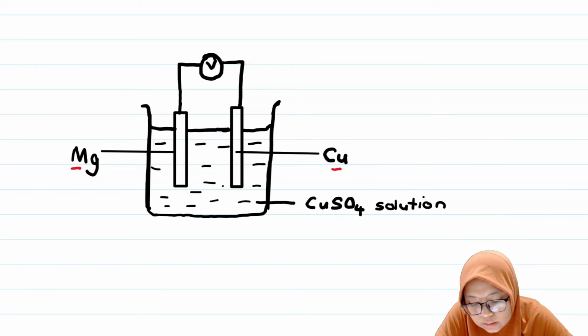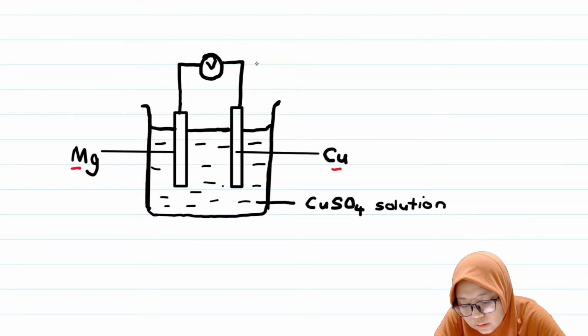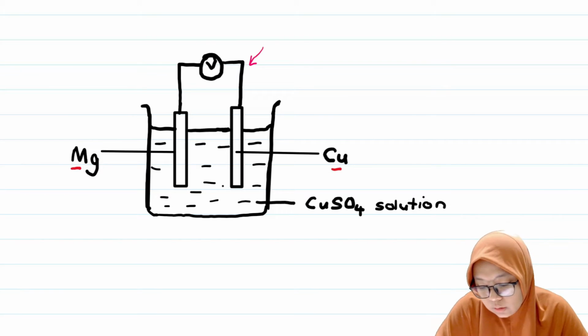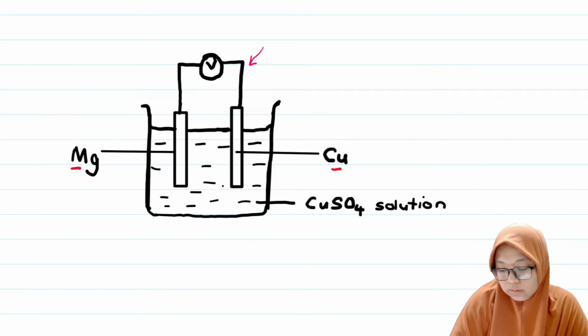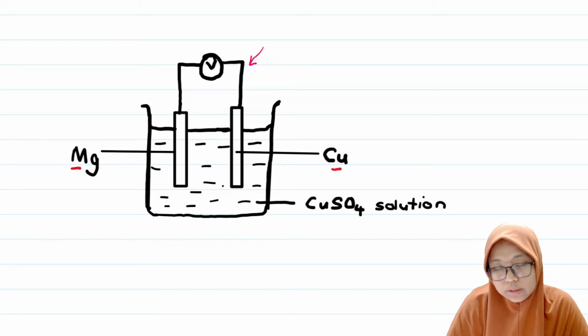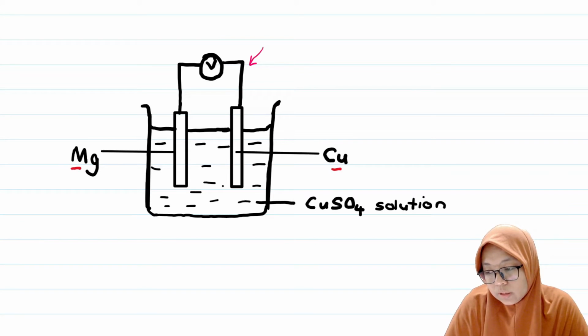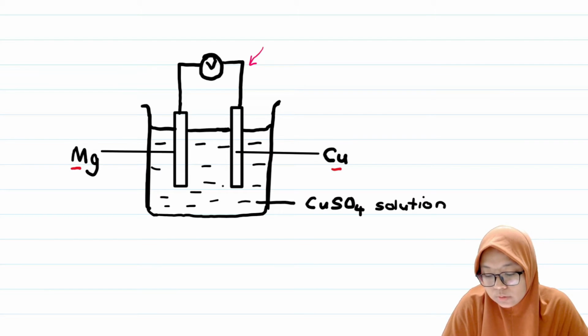And then we connect the electrodes with a connecting wire. So this is the connecting wire that connects between the two electrodes. So those are the three requirements: two different metals, one electrolyte, one connecting wire. Okay, so let's look at what happened in the simple chemical cell.